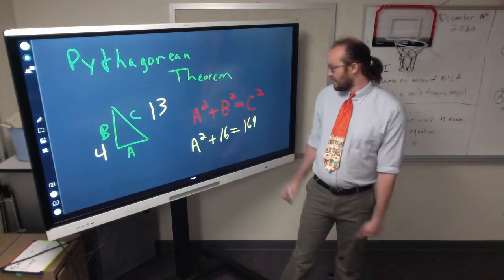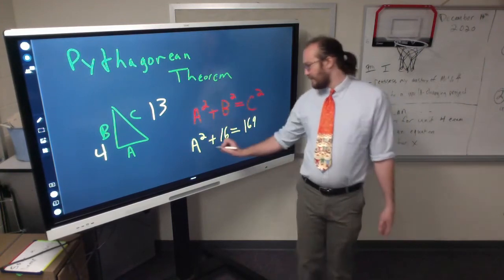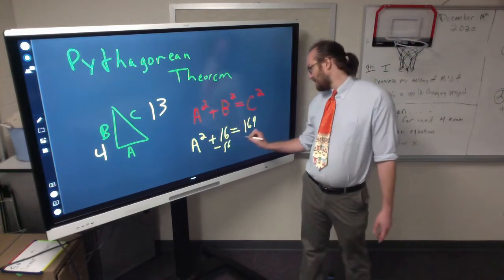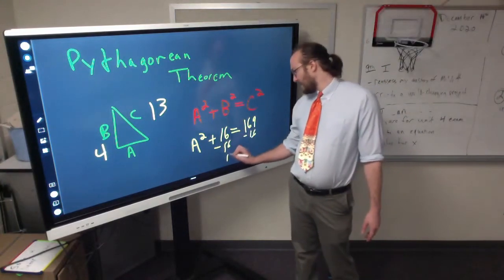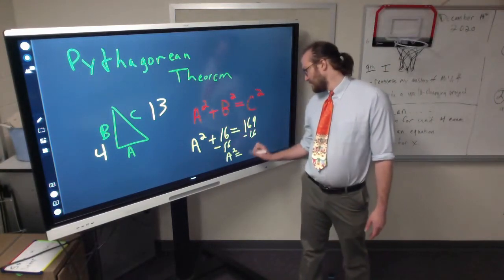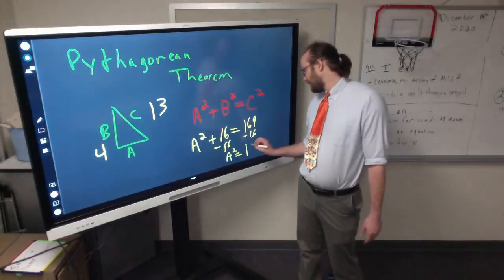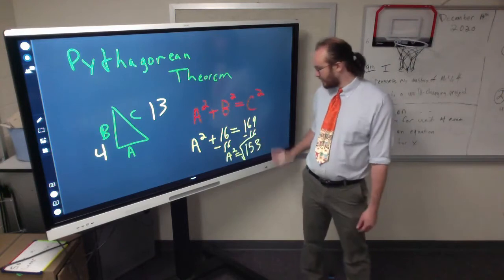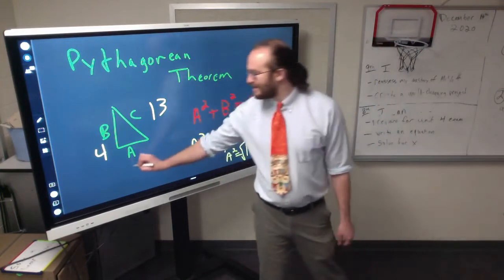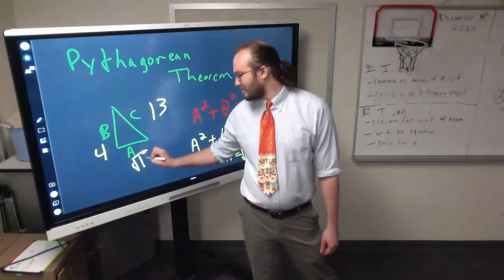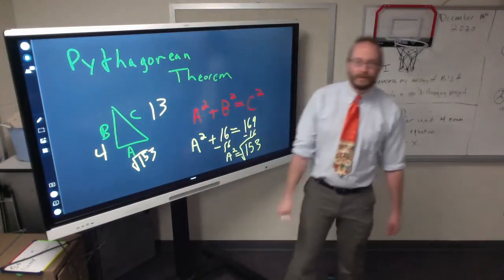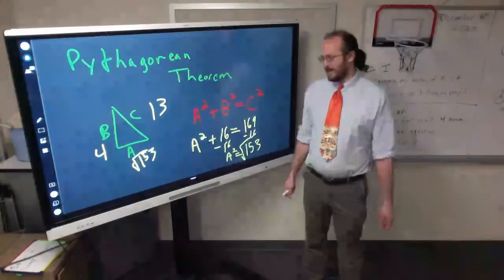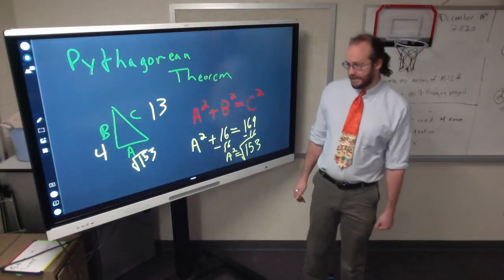All right, to solve algebraically, we would subtract 16 from both sides. We get A squared equals 153, which to the best of my knowledge is not a perfect square. So our A side length is actually the square root of 153. Whatever number that is, Mr. Carter doesn't really know because it's not in his brain.